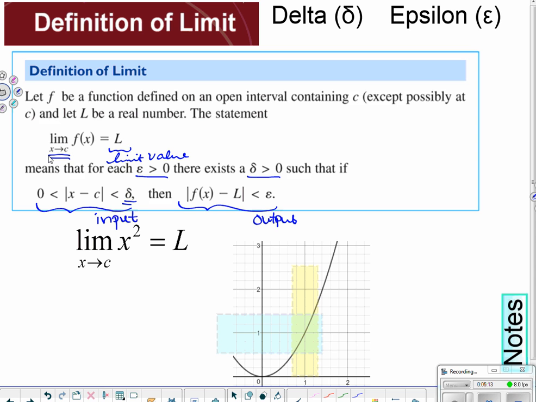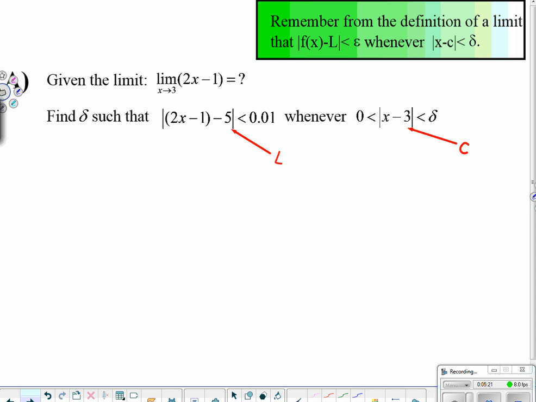We have an example going on before right here, but I think we'll pass over that. I've been demonstrating it on that Desmos as well as the first page. So let's just get into problem A here. Problem A: given the limit as x goes to 3 of 2x minus 1 is equal to some value, and we'll be able to calculate that, find delta such that the absolute value of 2x minus 1 minus 5 is less than 0.01 whenever the absolute value of x minus 3 is less than delta.